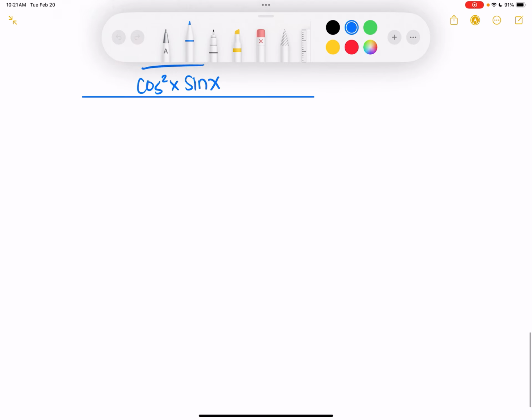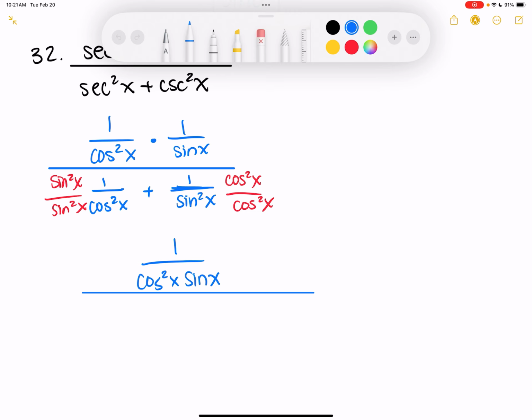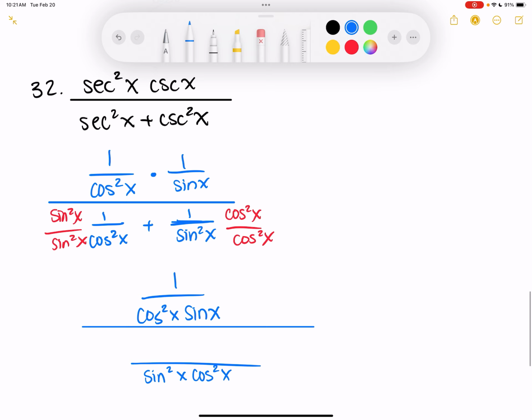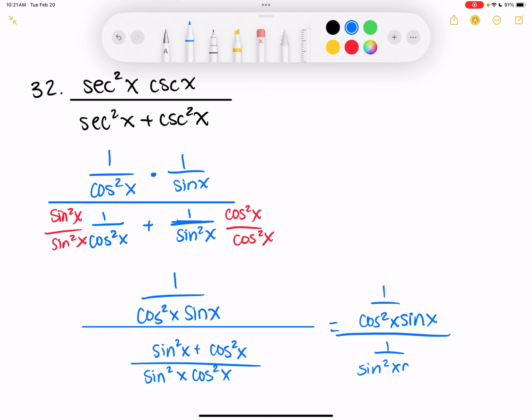Okay, so on the top, we have the multiplication here. On the bottom, we're going to have common denominator of sine squared x times cosine squared x. And on the top of that, it'll be sine squared x plus cosine squared x. And what is the top of that? What is that equal to, I guess I could say? 1. So this is 1 over cosine squared x sine x over 1 over sine squared x cosine squared x.